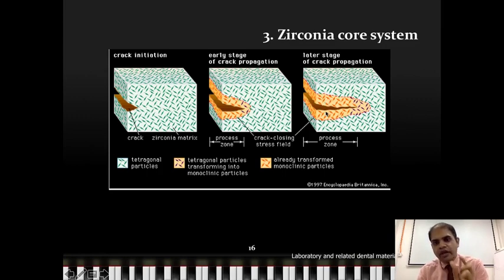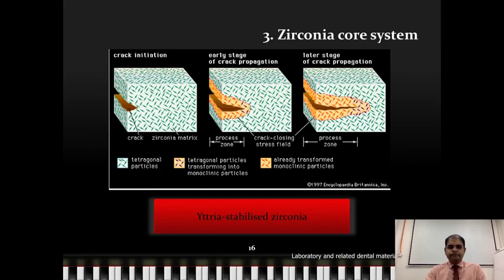Thus it prevents the through-and-through crack. That's why the zirconia system shows greater strength compared to the other systems that I mentioned before. Another thing for the zirconia is that sometimes there is a material called yttria.